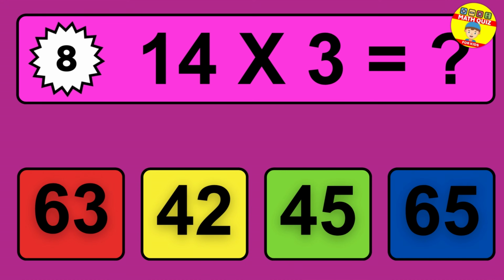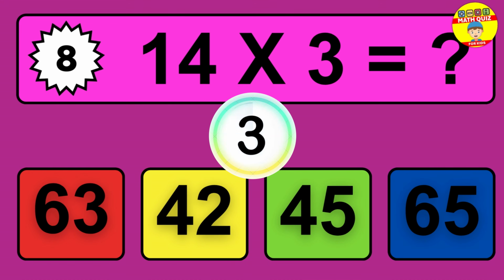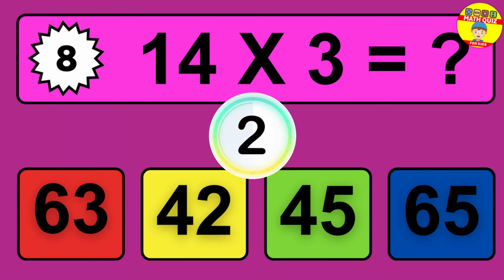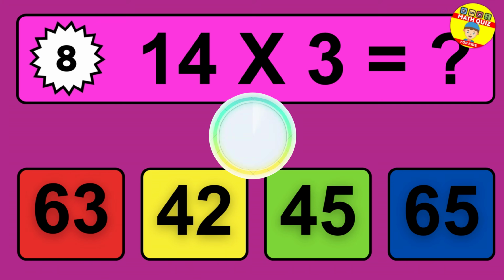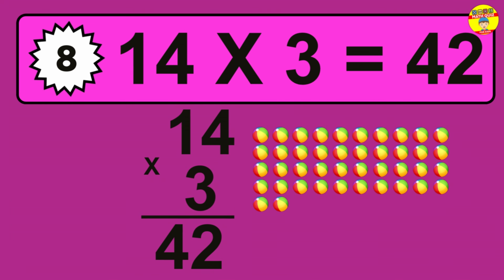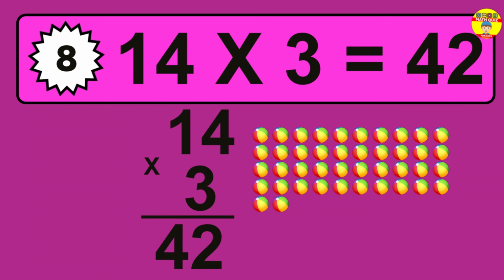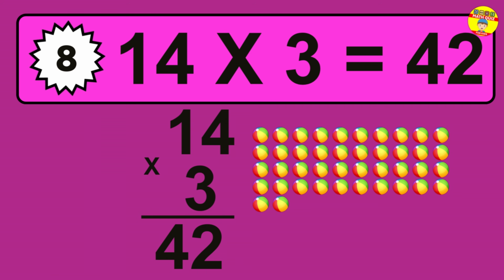Question 8. 14 times 3 equals what? So, the answer is 14 times 3 is 42. To calculate, we have 14 groups with 3 balls each one. So, how many balls do we have? 42 balls.